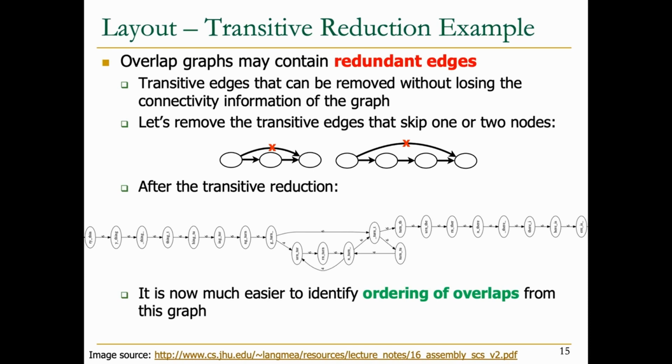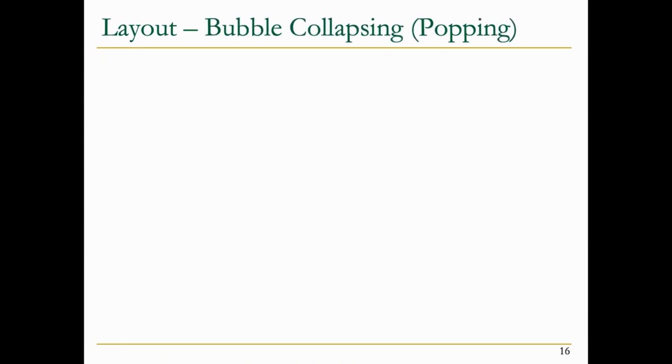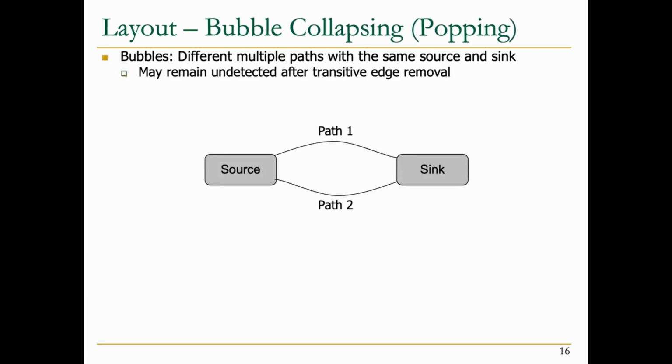But still, there are some tasks to do if we want to simplify the graph even further. And the next one is actually the bubble collapsing or popping. Bubbles are multiple different paths with the same source and sink, and such bubbles may remain undetected after transitive edge removal. So there may still be such paths where we start from a source and end up in the sink, and there are multiple paths doing the same thing. We call that a bubble because, as this image also shows, there seems to be a bubble over here. And our goal is to pop this bubble.